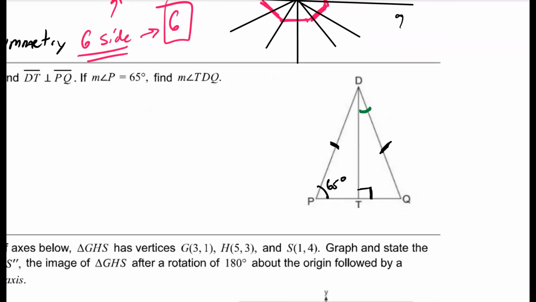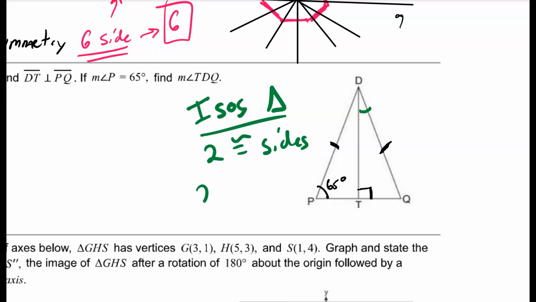There's a couple things you need to notice here. If I've got 2 congruent sides for this big triangle PDQ here, that means that I'm working with an isosceles triangle. And I know some things about isosceles triangles. They've got 2 congruent sides, and they've got 2 congruent base angles as well. Now they already gave me one of the base angles down here, so I can assume that Q is my other base angle of 65 degrees. And because DT is perpendicular to PQ, I know that angle DTQ should be 90 degrees.